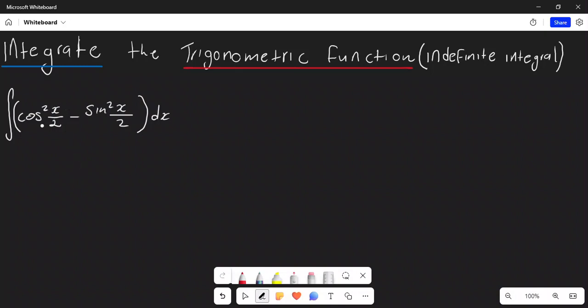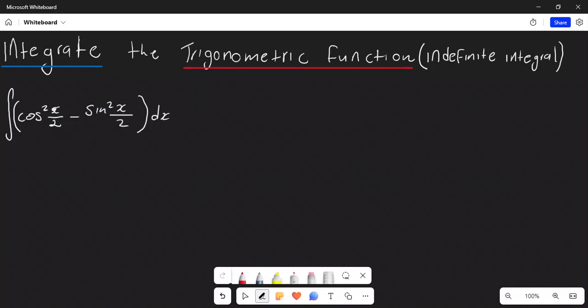So let's start. Let's do this problem here. Now this problem, as you can see, you cannot integrate it like this. Again, there are no integrals for cos squared and sine squared. Chances are we'll try to integrate this, but you don't have the integrals for this. So you have to look at the whole thing here.